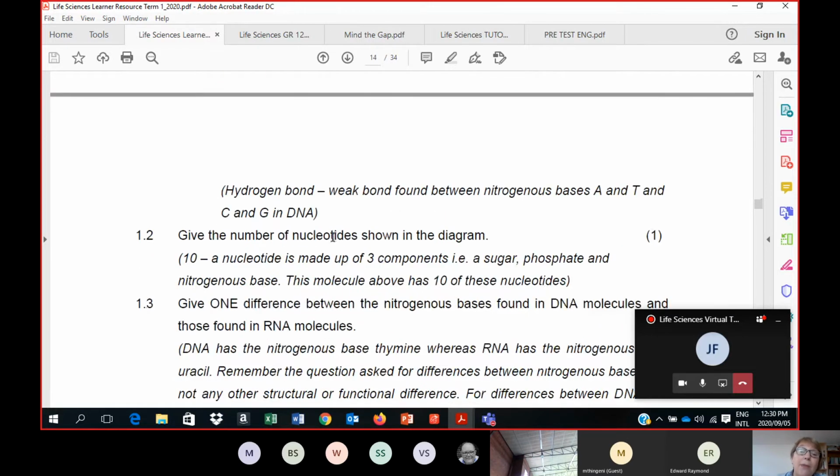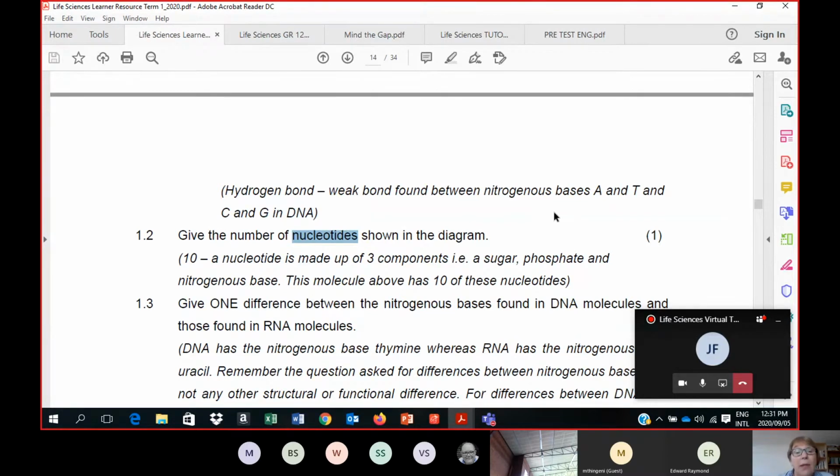Then it says, give the number of nucleotides in the diagram. Now, a nucleotide is a building block of a nucleic acid. We also sometimes say a nucleotide is a monomer. Monomer is another word for a building block. So a nucleotide is a building block of a nucleic acid.